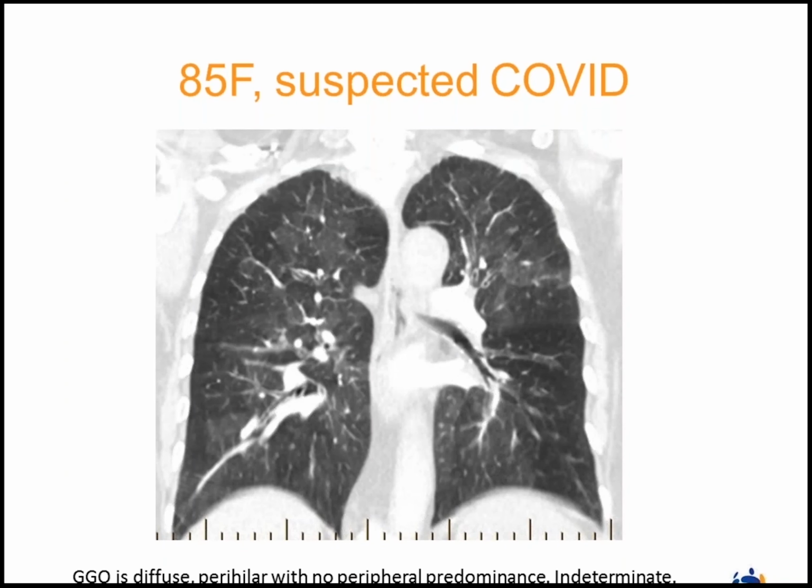And when we look at the coronal reformats, you can see very clearly that the ground glass opacity is perihilar and centrilobular. So this appearance and this distribution of the ground glass is indeterminate, and we would recommend swabbing up to twice in the first 4 days, with a repeat swab at 4 days if the first swab is negative.